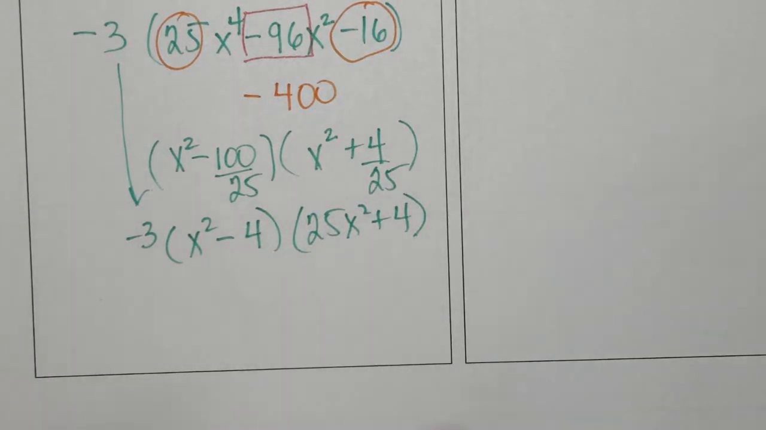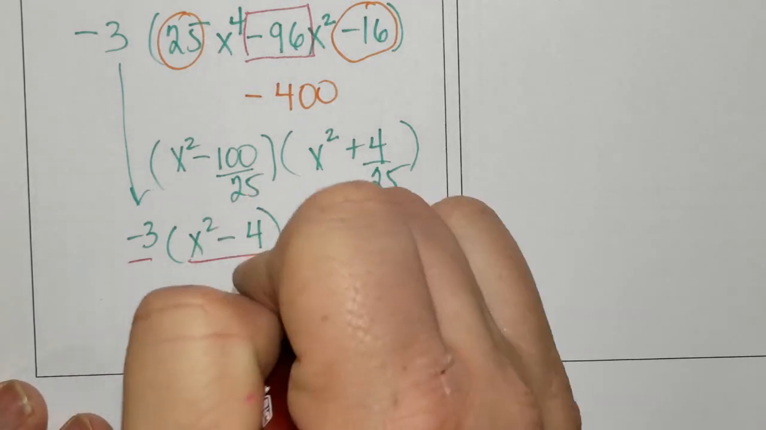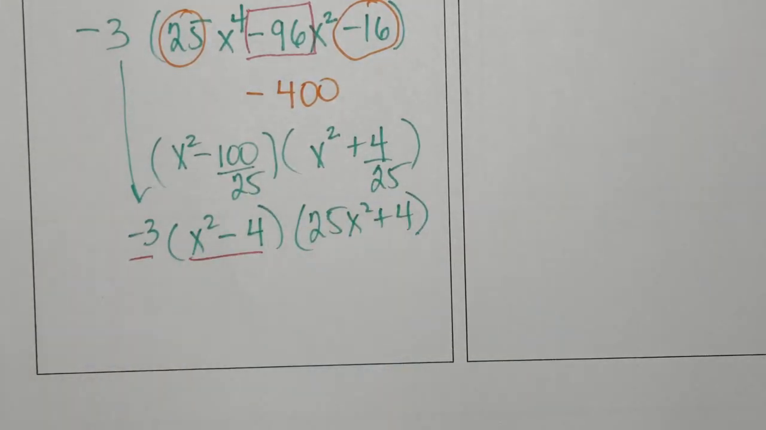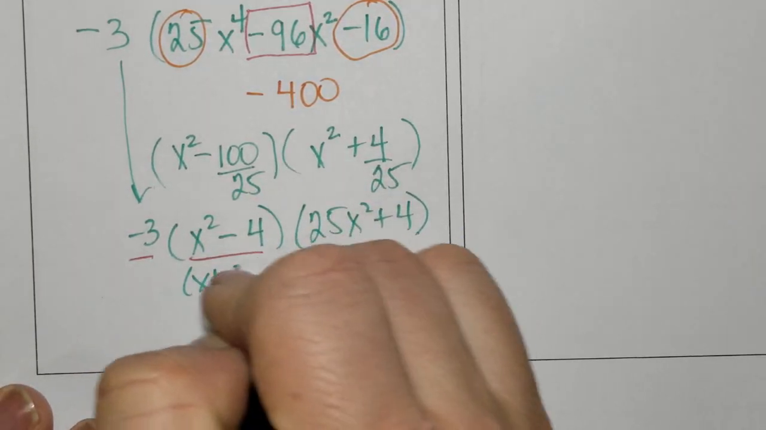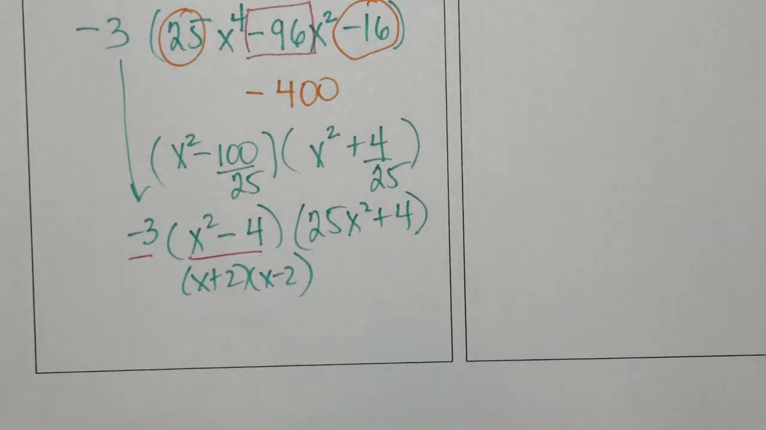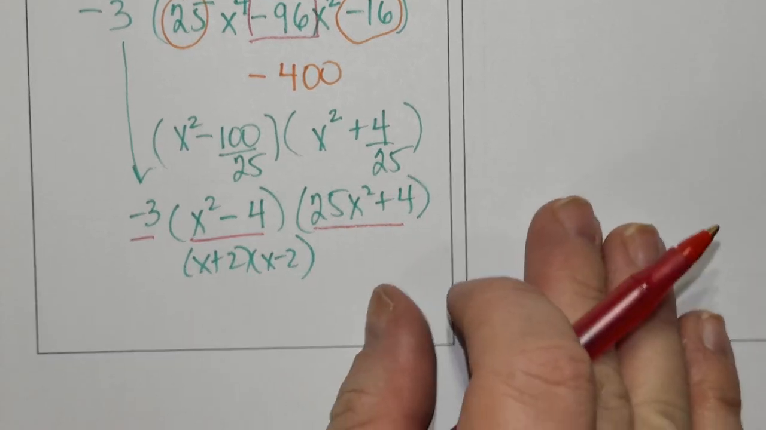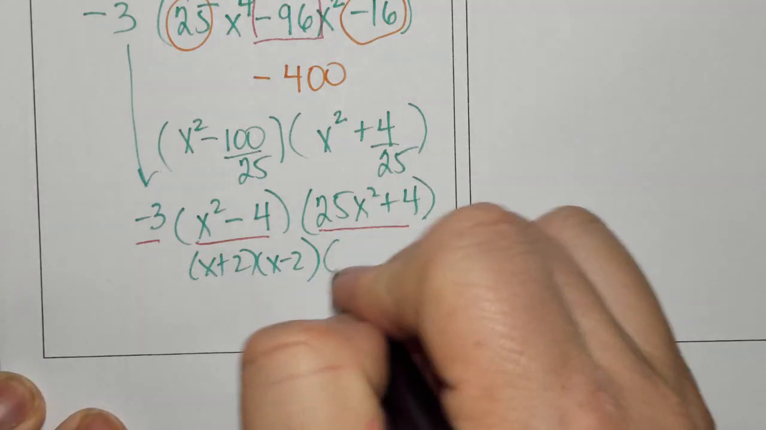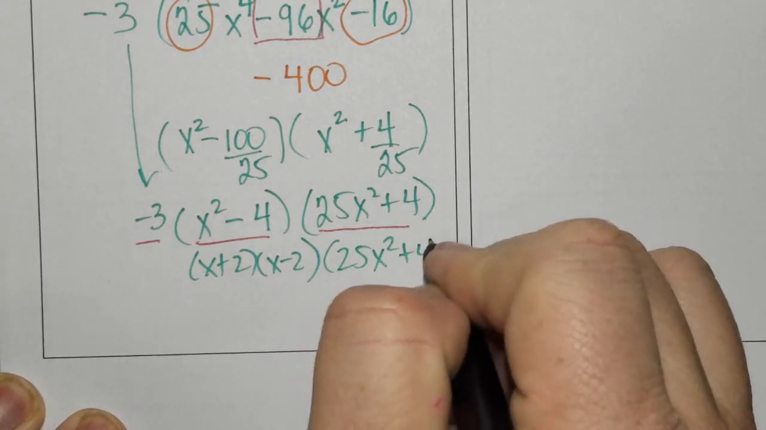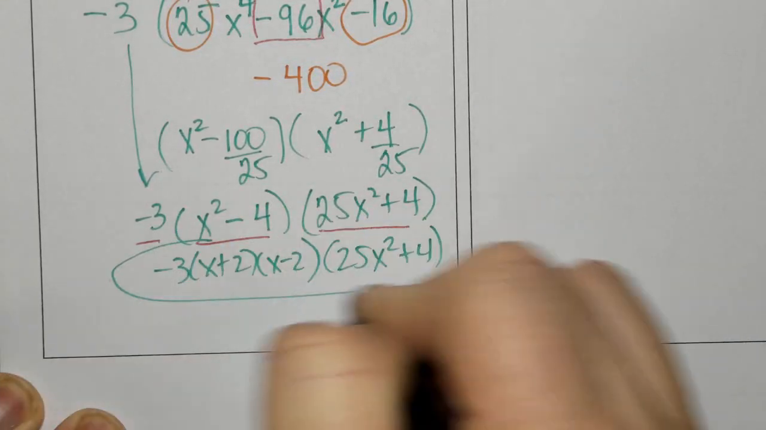Okay, let's analyze it. Nothing you can do with the negative 3. x squared minus 4, can you factor it? x plus 2 and x minus 2. 25x squared plus 4, can you factor it? Yes or no? No. What's the only reason why you can't? The addition sign. So bring down what you have: 25x squared plus 4. The negative 3 needs to remain out front.